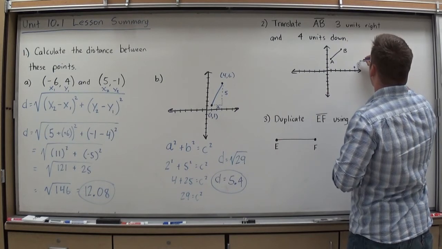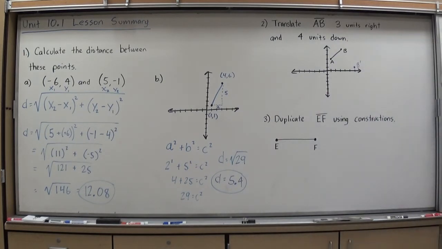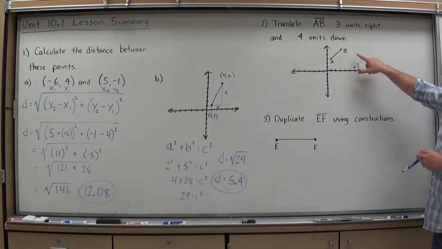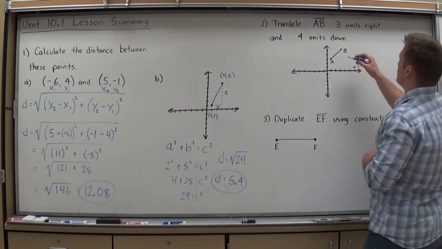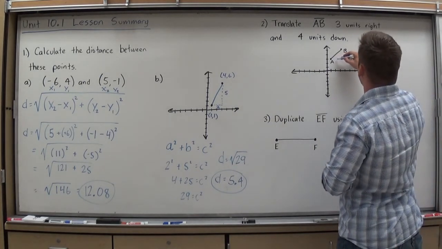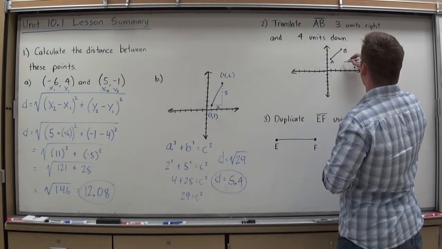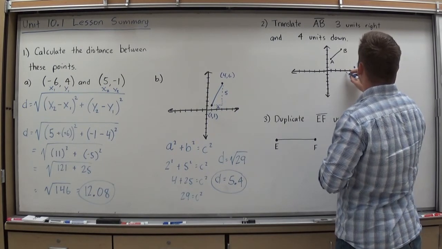And anytime you make a new image, when you do any sort of translation, transformation at all, you want to use a prime. B prime, this is the new image, this would be the pre-image. And I'm going to do the same for A. It's going to move right 3, 1, 2, 3, and down 4. 1, 2, 3, and 4.